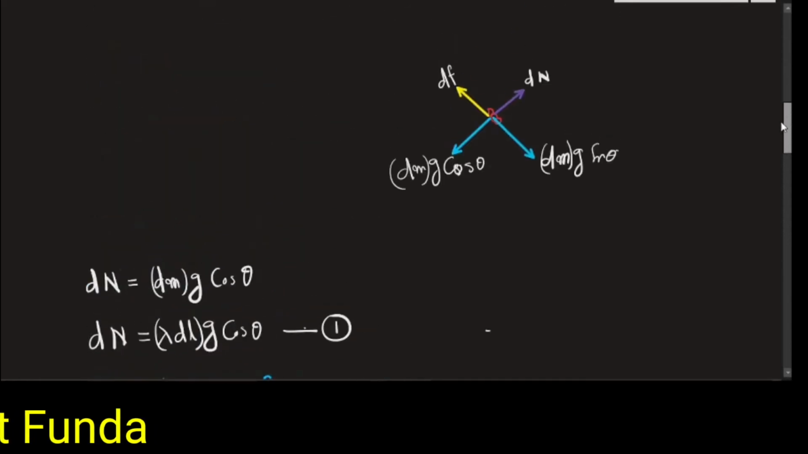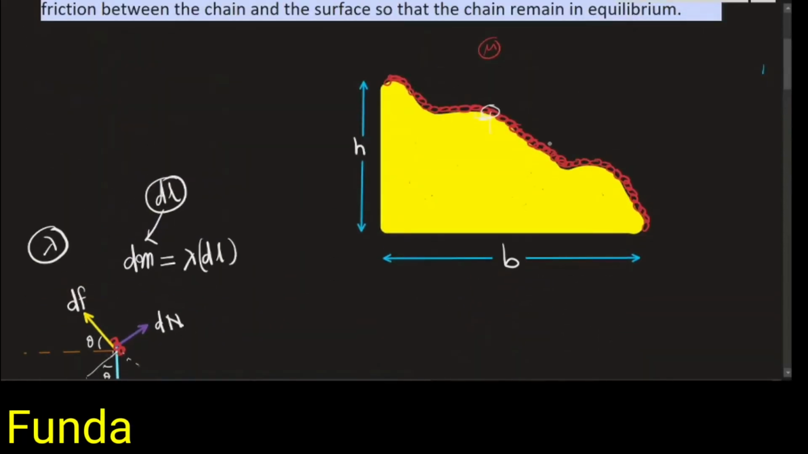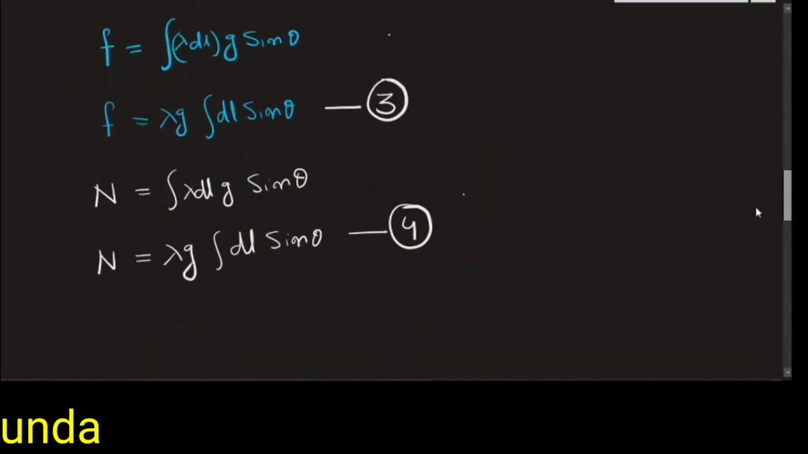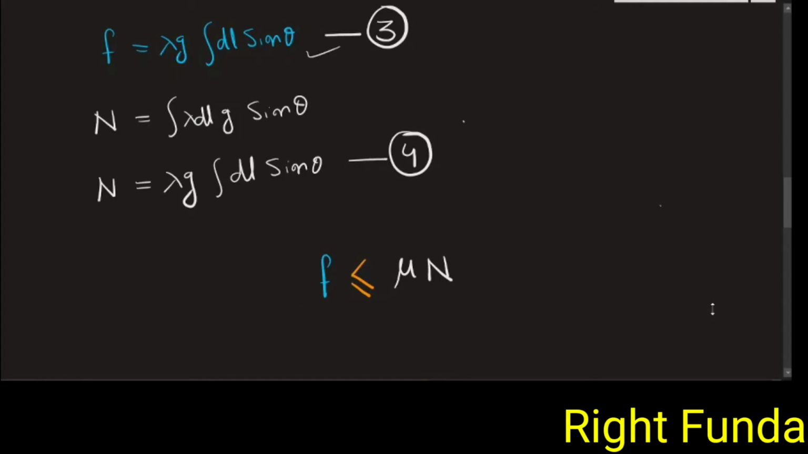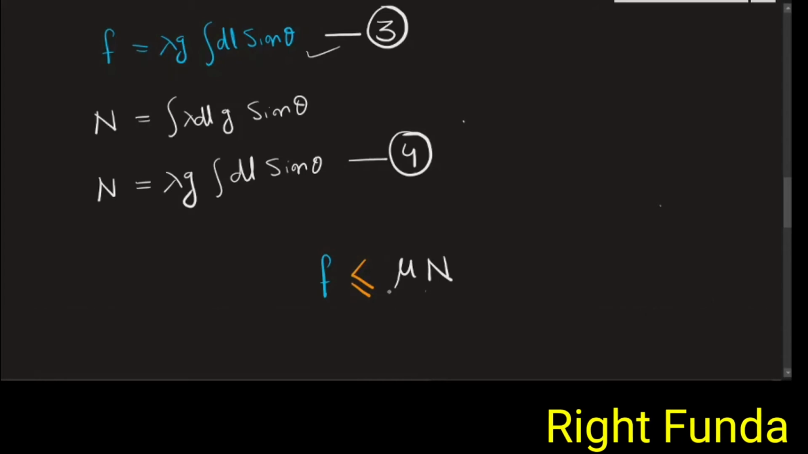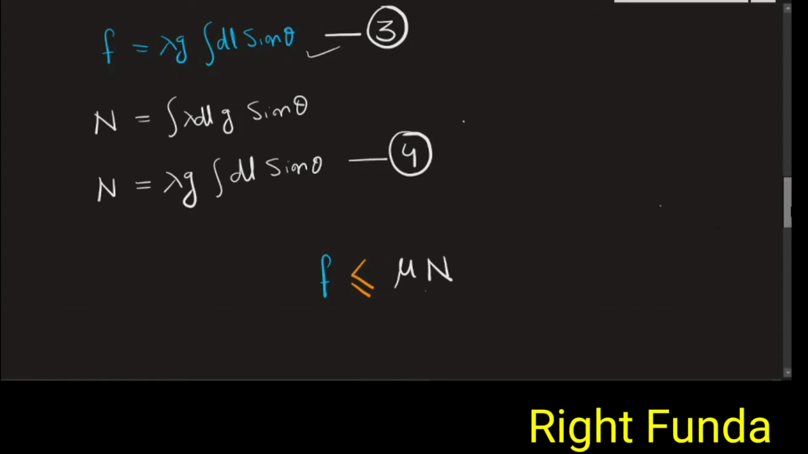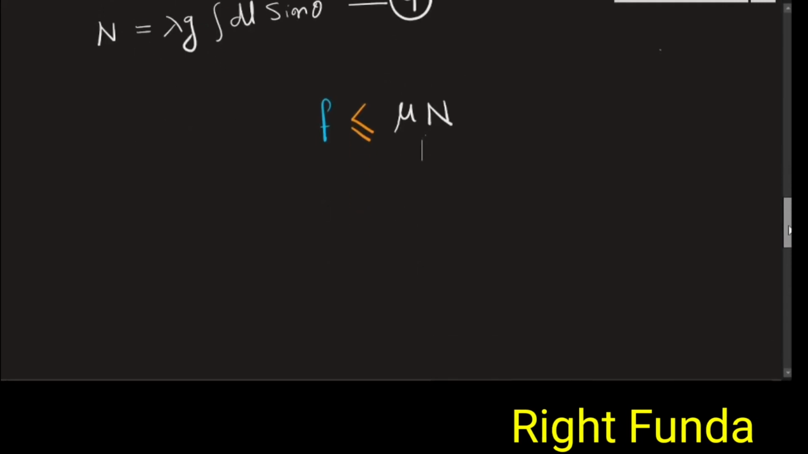And if it is resting on this surface and not sliding down, then this friction force must be static friction force. And I know the static friction force has a limiting value. Static friction force must be less than or equal to F max, and F max is mu into N. So the total friction force, which we have written in equation number three, must be less than mu times N, where mu is the coefficient of friction.